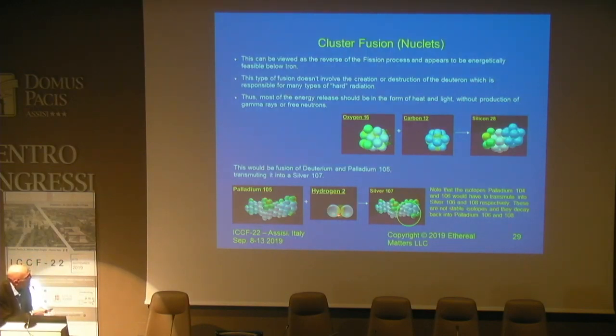When we add a deuteron to the palladium 105, we can get a silver 107. So that should be an easy step. But understand that if we have several stabilizing neutrons not there, like in the isotope 104, it will not work and it will go to a silver 106, decaying back to a palladium 106.